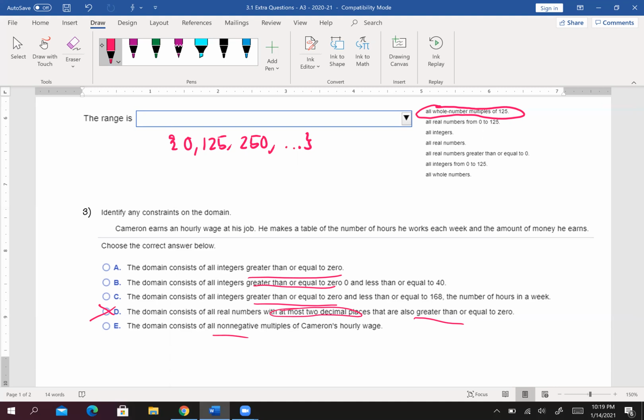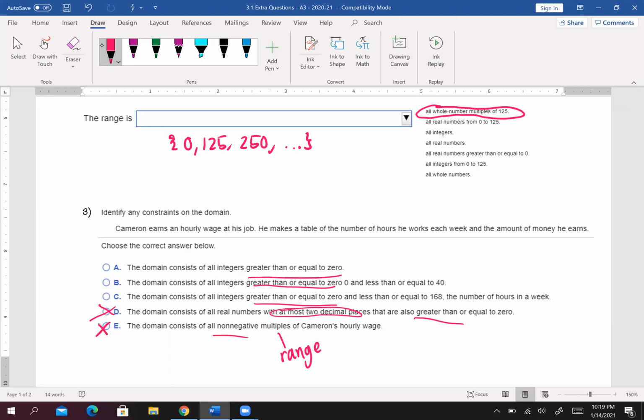Integers greater than or equal to 0, greater than or equal to 0, less than 40, greater than or equal to 0, less than or equal to 168, the number of hours in a week, and non-negative multiples of Cameron's hourly wage. So that to me jumps out. When you see that multiples, that's often what's going on with the range. So if we're talking about range, that would probably be a good answer there, because you're taking this input and multiplying it by some number. So it's not going to be E.